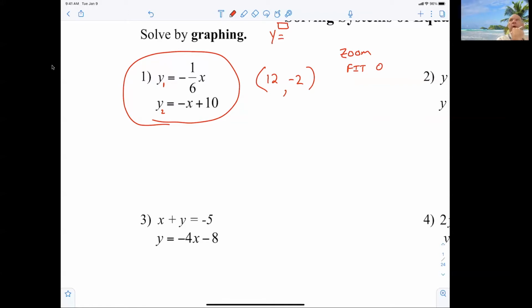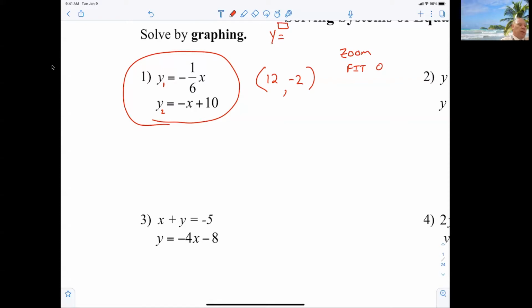Anybody have any problem with number 1? What are you trying to do, Harris? Second calc. Then the intersection. Anybody have any issues now? Harris, did you find it? Sam, are you all right now?